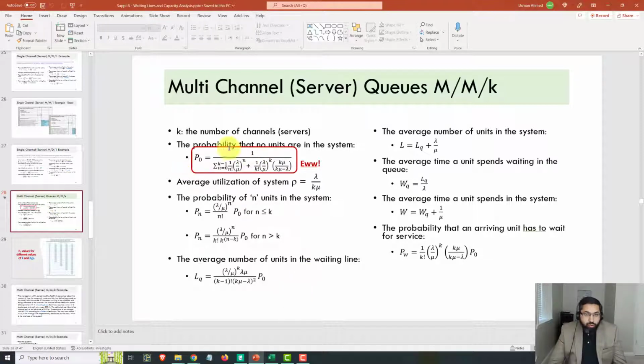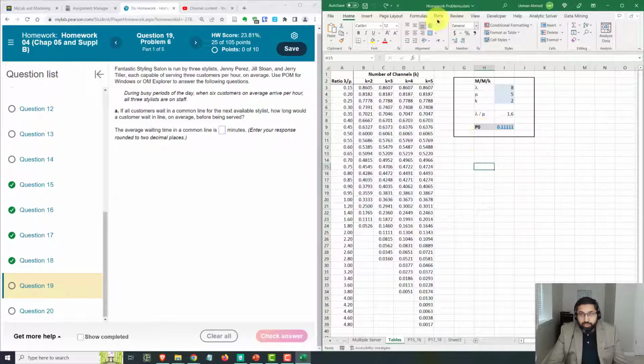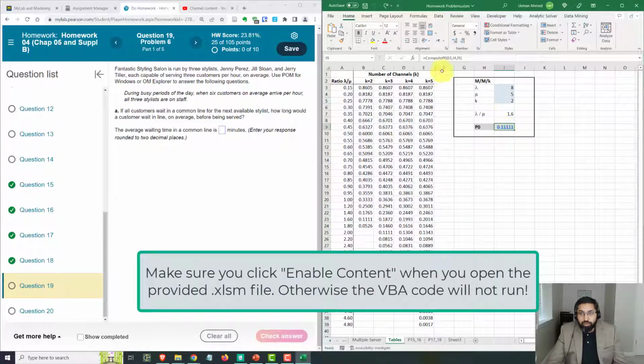So first order of business is to find P naught, which depends on lambda, mu, and K, and we know these values. Okay, so we have to find WQ, and for that the first step is to find P naught. Now to find P naught, we can go to this Excel sheet that is provided to you, and you can put in your parameters, and it calls a ComputeP0 function that I coded in Visual Basic, which is built into Excel, that computes P0 for you.